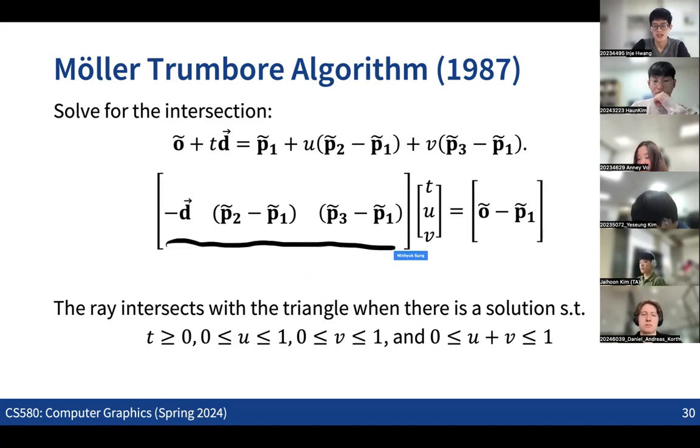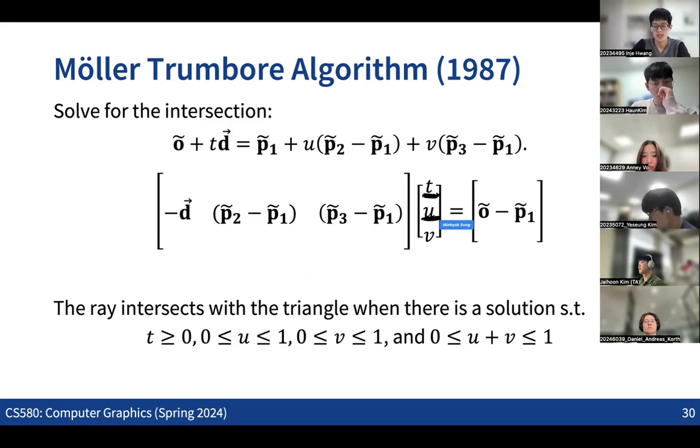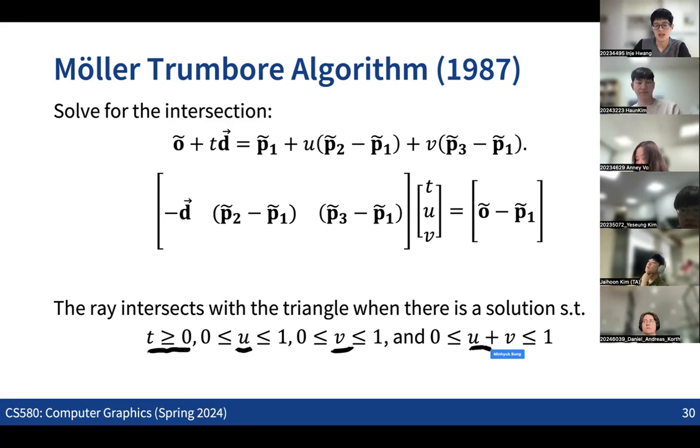There is no solution for that case, right? For those cases, this matrix will not be invertible and we cannot solve this linear system. Also, based on the outputs t, u, and v, if we find an intersection point, all the constraints should be satisfied: t should be a non-negative number, and u and v should be in the 0 to 1 range. And u plus v should also be in this range. When the outputs satisfy all these constraints, we are finding an intersection between the ray and the triangle.